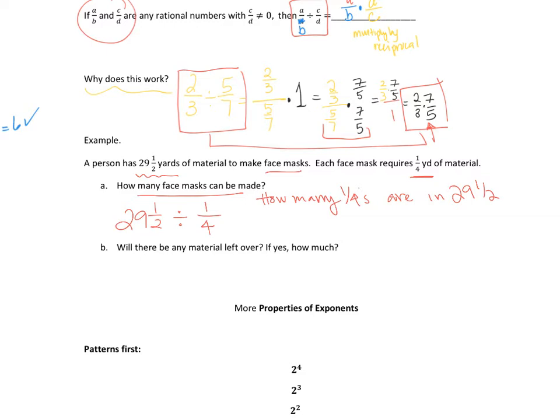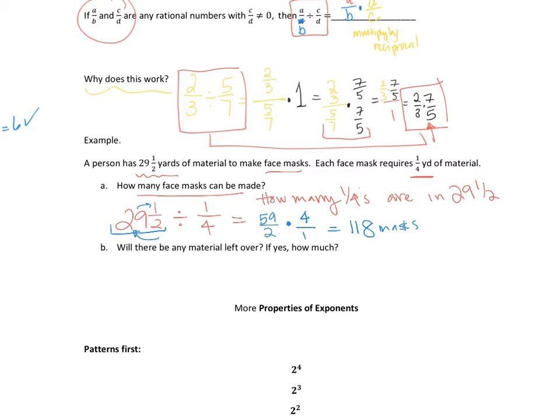And so if we rewrite it using this algorithm, I would like to write 29.5 as a single fraction because the algorithm shows a single fraction. And so that will be 59/2. So 2 times 29 is 58, plus the 1 is 59/2. And I'm going to say times 4/1. Well, 59 times 4 over 2 will end up being 118. So we can make 118 face masks.